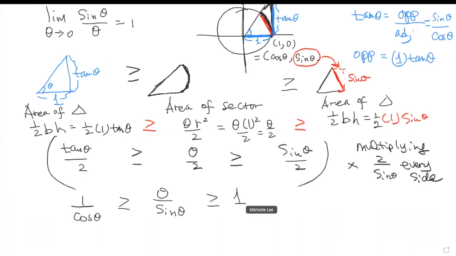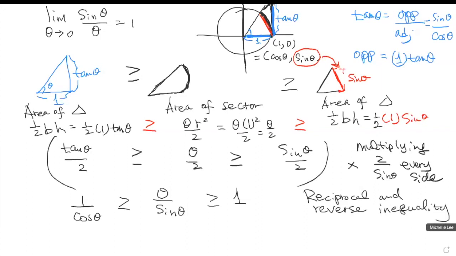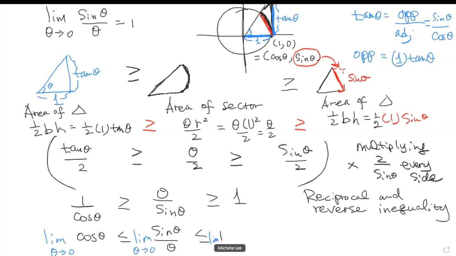Can you see? So we multiply by 2 over sine theta, right? Now, we take the reciprocal and reverse the inequality. So since it's a reciprocal, we change the inequality symbol. So like that. Okay, almost done. And let us do one more problem. Then look, let's take the limit. Take the limit when theta approaches 0.